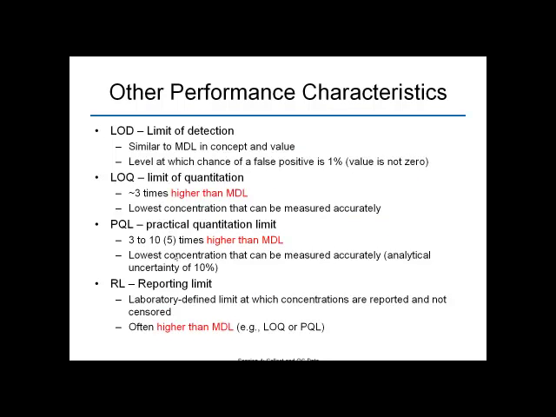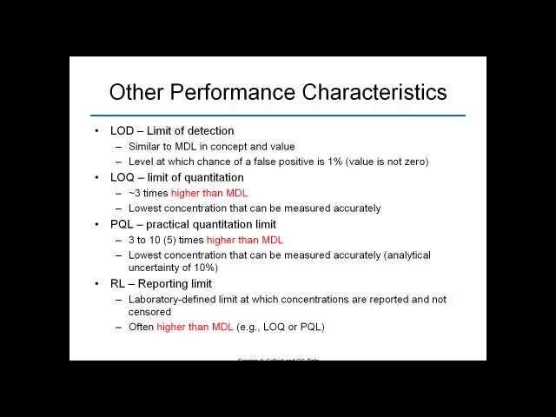Now, method detection limit is one performance characteristic for an analytical technique. There's a whole bunch of others. It's an alphabet soup. This sort of goes through what some of them are. Limit of detection is very similar to method detection limit in concept. It's basically a means of discriminating against a false positive.